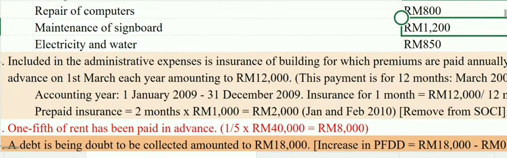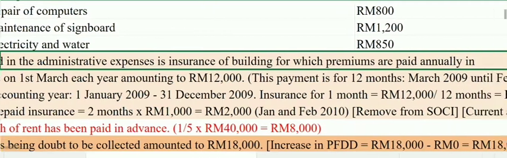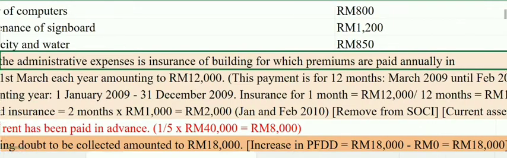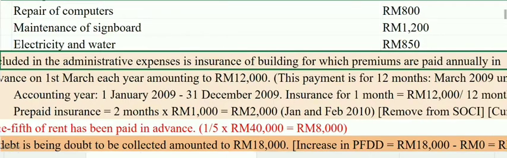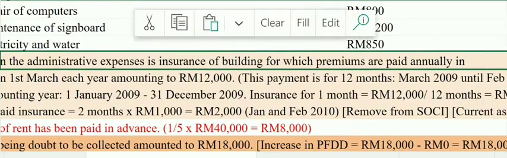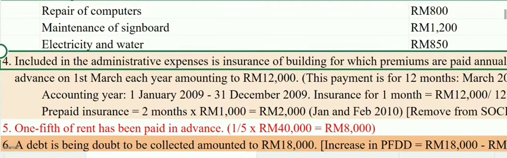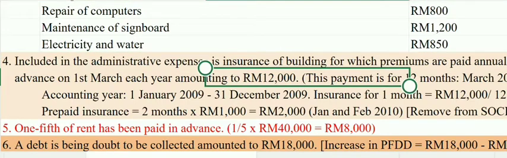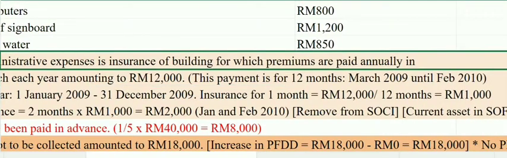Let's look at number 4. Included in the administrative expenses is insurance of building for which premiums are paid annually in advance of 1st of March each year, amounting to 12,000 ringgit. Premiums are paid annually. Remember, annually, that means for 1 year. Every year, the company would pay insurance on 1st March, and this payment is for 12 months, and the payment is 12,000 ringgit. I have put a note here. This payment is for 12 months.